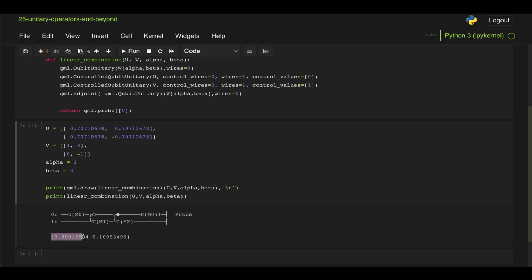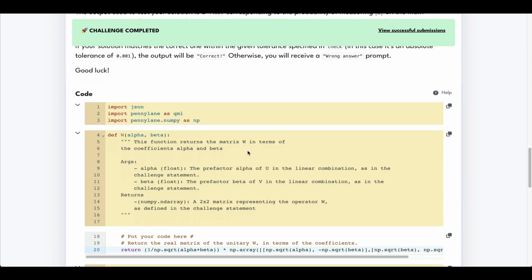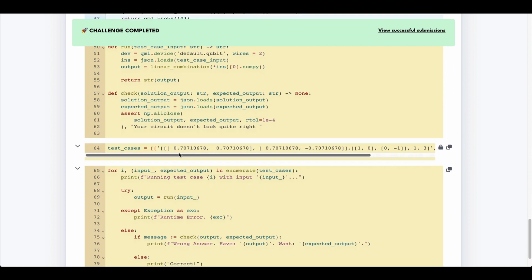And then we get probabilities of 0.89 and 0.109. What the grader is checking is just this one probability of measuring 0. So if we go here to the results, we see that for those inputs, this is the expected output, which matches what we got. So I hope this was helpful. Let me know if you have any questions.